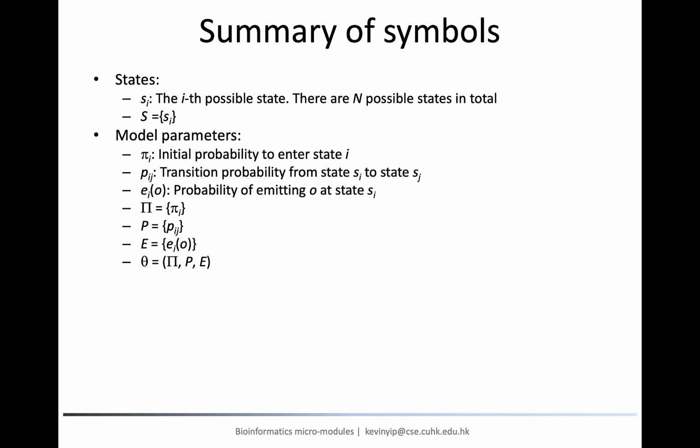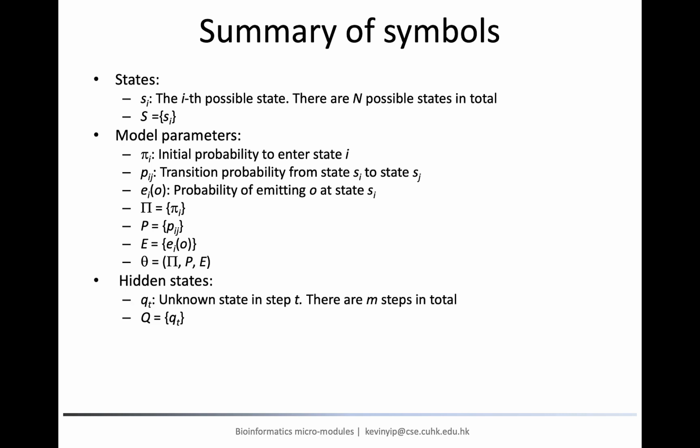Again, we can use capital letter pi to denote the set of all initial probabilities, capital letter P to denote the set of all transition probabilities, and capital letter E to denote the set of all emission probabilities. Finally, we can use the symbol theta to denote the whole set of parameters of a hidden Markov model.